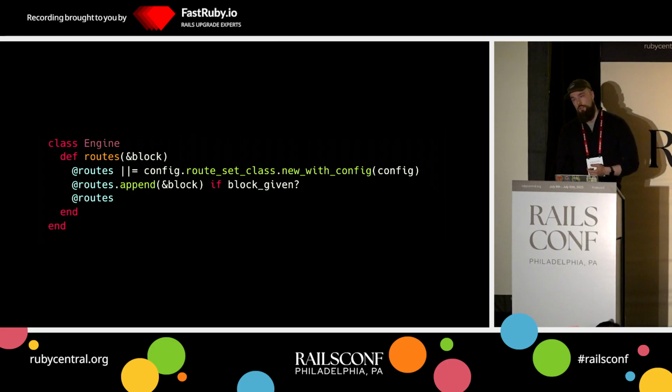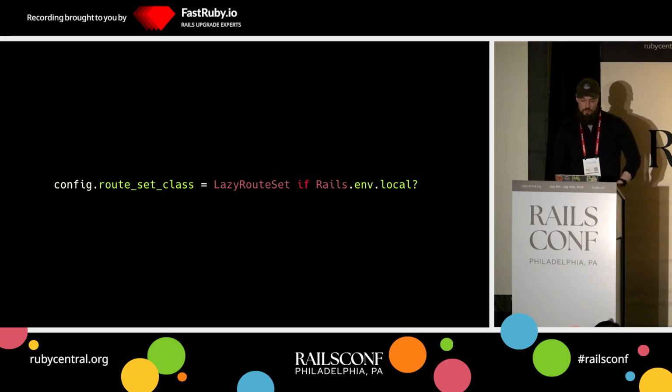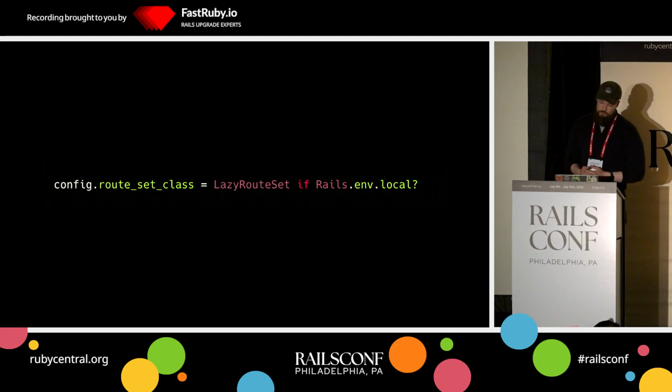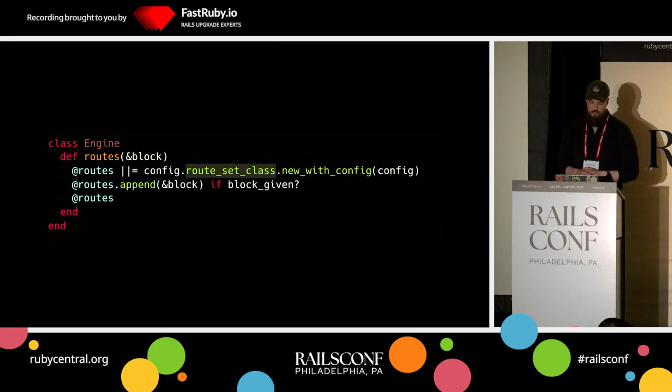Some applications also draw routes outside of the routing file, but that's usually for testing use cases. But we still need to consider all of these use cases when we're making a patch to Rails. So we try to set the application route set to the lazy route set, but it's really only best effort. It won't work if the routes are drawn too early. In other words, we default to a regular route set, and then if we make it further along in the initialization process, we'll use the lazy route set.